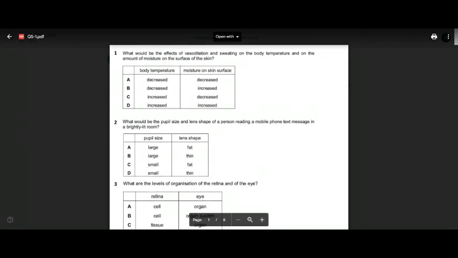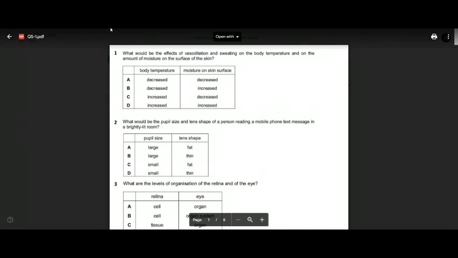The first question asks, what would be the effect of vasodilation and sweating on the body temperature and on the amount of moisture on the surface of the skin? First of all, for those who have a little problem with the terminologies and vocabularies in this section, I will try to explain it very well, one by one. It's not for the students who already master it. So what is vasodilation?